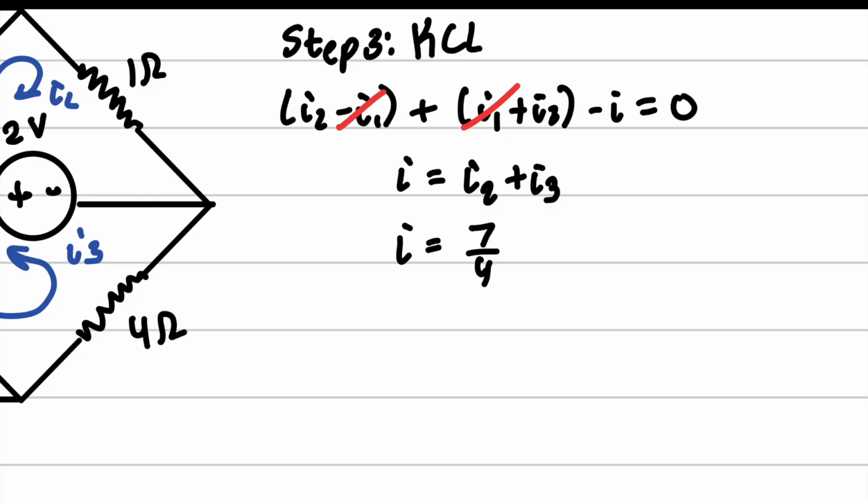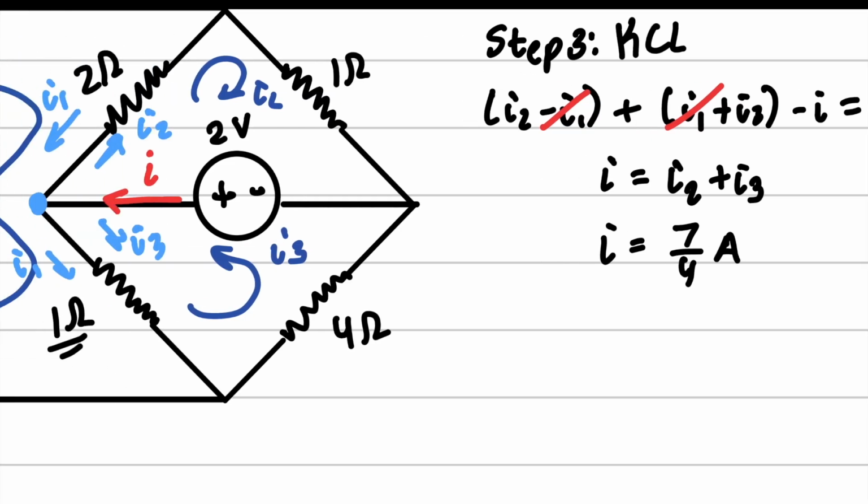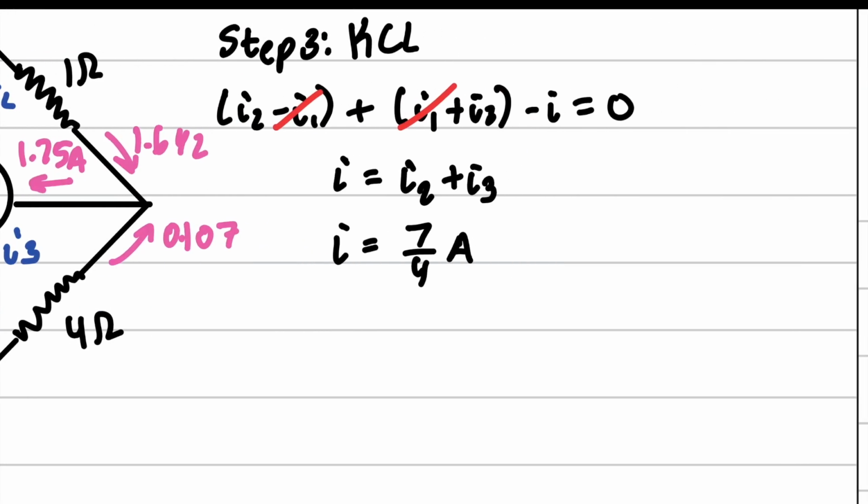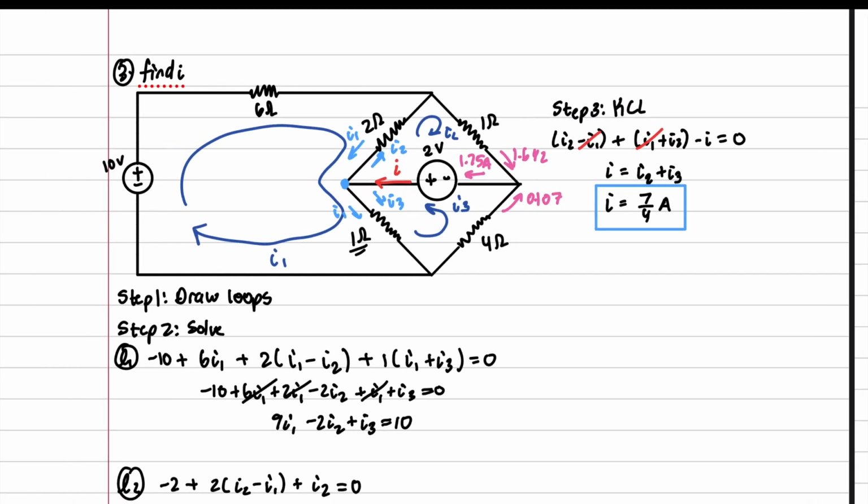7/4 amps. And this makes a lot of sense, because right here we've got 7/4 amps, which is 1.75 amps, and we've got 1.642 going this way and 0.107 going in this way, and lo and behold, we get the 1.75 amps, and likewise from this direction as well. So our answer is 7/4.